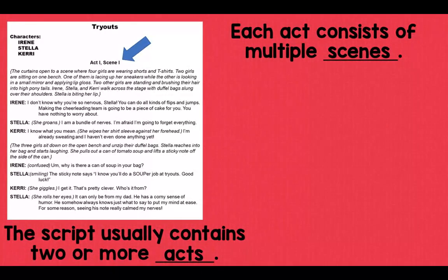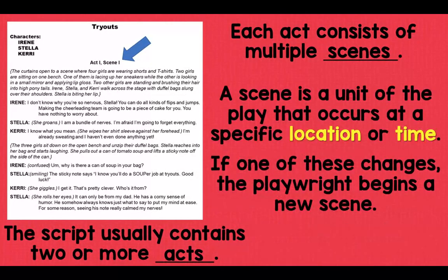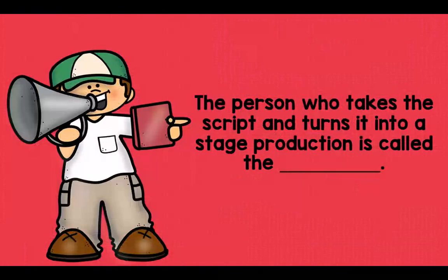So you've got your acts, which are the big chapters, and then scenes are just the different parts of the acts. A scene is a unit of a play that occurs at a specific location or time. If one of these changes, the playwright begins a new scene. So you will know when a new scene is starting based on if it's a different time or a different location. For example, maybe the first scene is at the breakfast table. The second scene would be later on in the day at lunch. So those are different scenes.